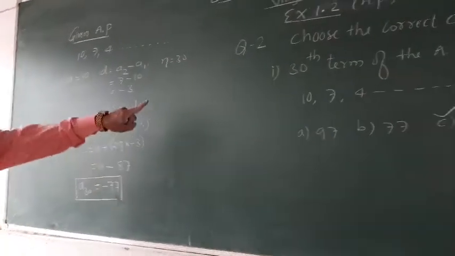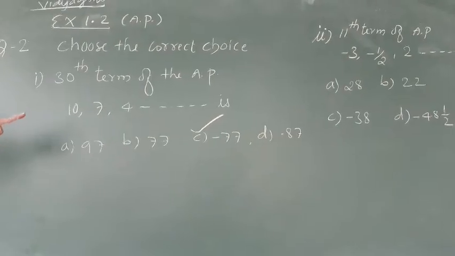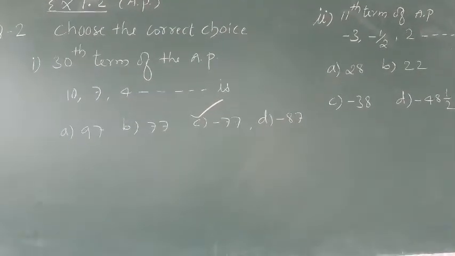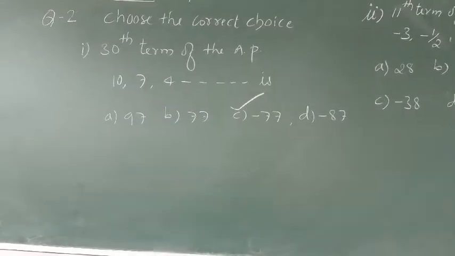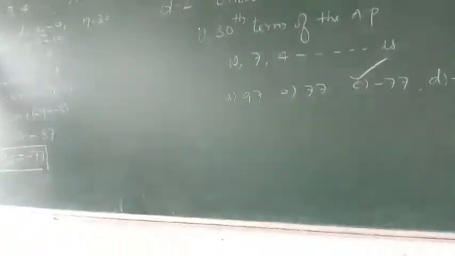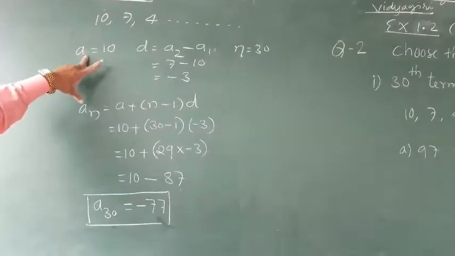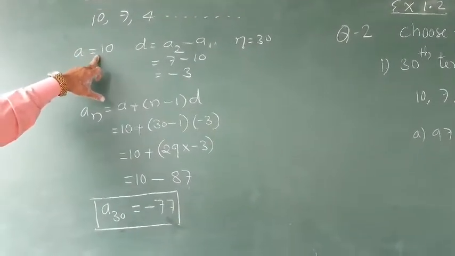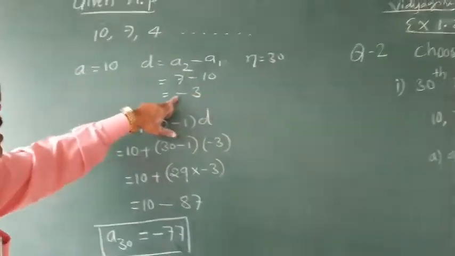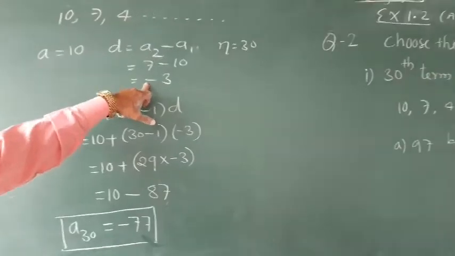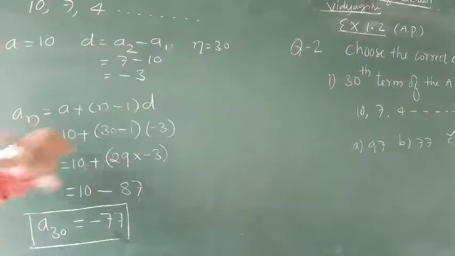See once again, the 30th term of the AP, given AP is 10, 7, 4 and so on. The options are given: 97, 77, minus 77, minus 87. Here we have written the given AP 10, 7, 4. We write the first term a as 10, d the common difference, a2 minus a1, 7 minus 10, that is minus 3. Then the 30th term we have to find, that means n equals 30.